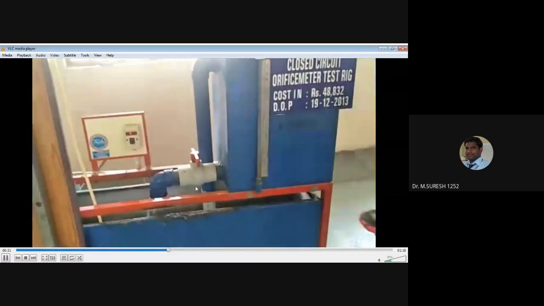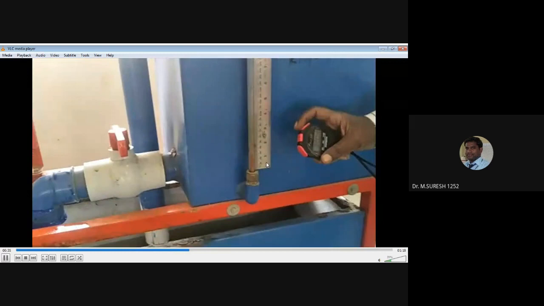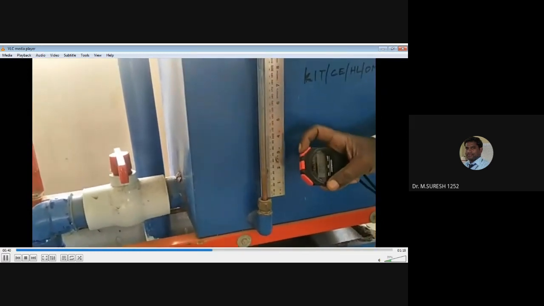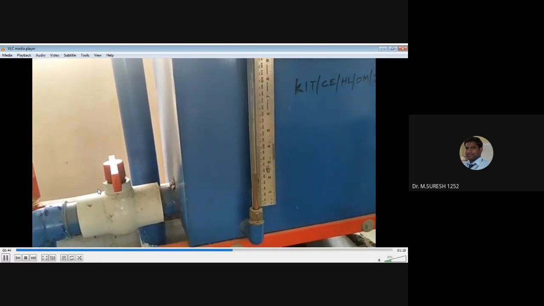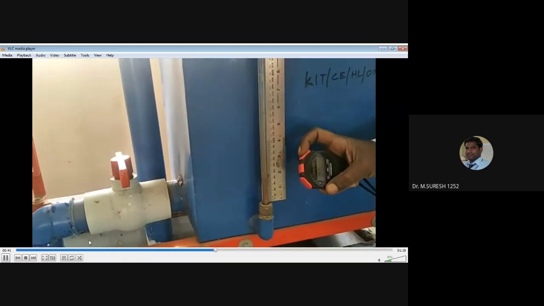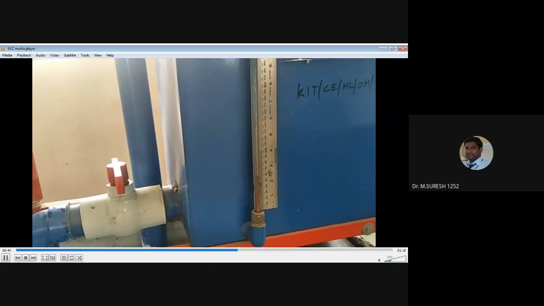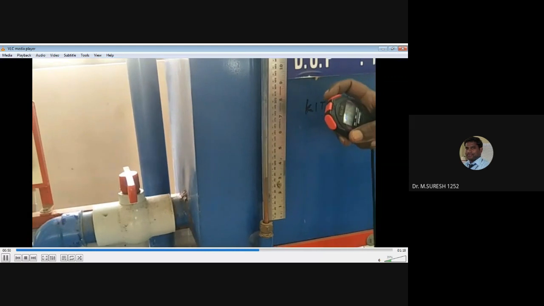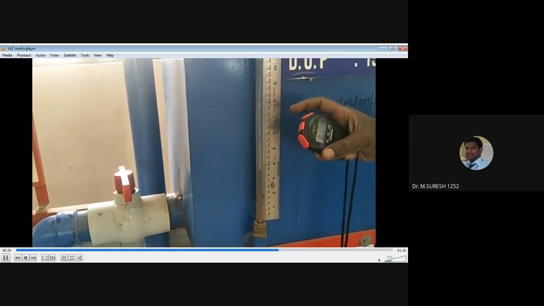See here, close the valve and take the time for every 10 centimeter, 15 centimeter rise, whatever it is. After noting the time taken, again open the valve so water flows to the sump, and repeat the procedure. You can do trial 1, trial 2, trial 3, trial 4, trial 5, whatever. If you take the average, you need to calculate the best results, and we can easily identify them.